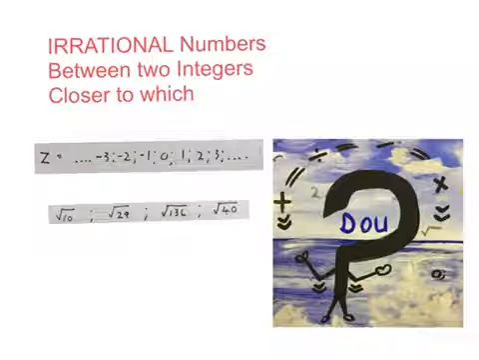Good day. In this video, we're going to look at irrational numbers. We're going to decide between which two integers it lies and closer to which one of the two. We will only work with whole numbers, but whole numbers are part of integers. We will not work with any negative numbers until right at the end.